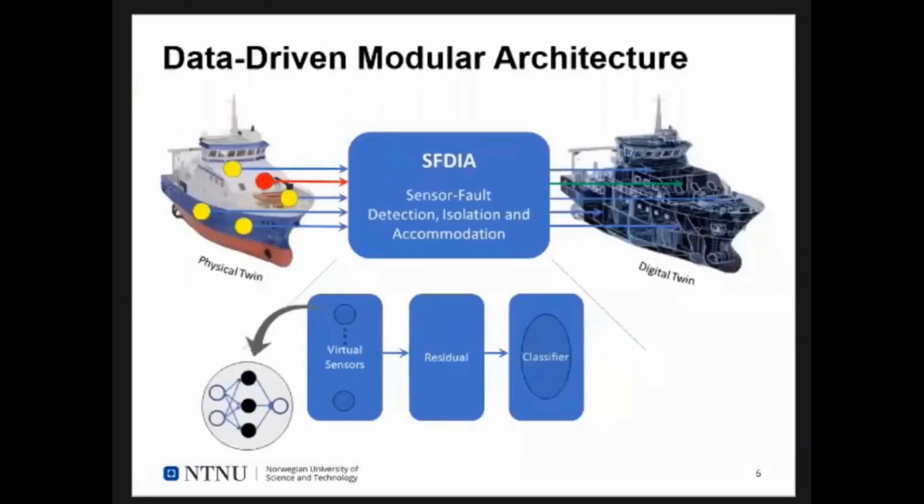So basically what we have been developing is a modular architecture in which the data that are collected from the physical twin are processed in 3 layers. There is a first part that is a bank of virtual sensors that I will explain later. Then there is a second part that is computing the residual, the difference between what we are expecting and the real measurement. And then a final part that is acting as a classifier to identify if there is a problem and where the problem is coming from.